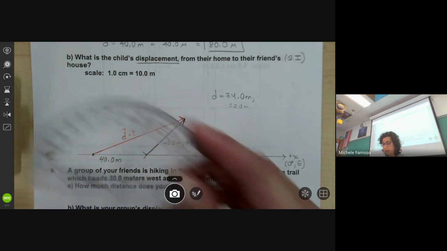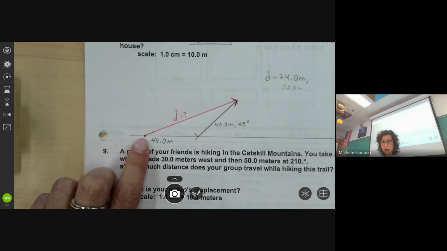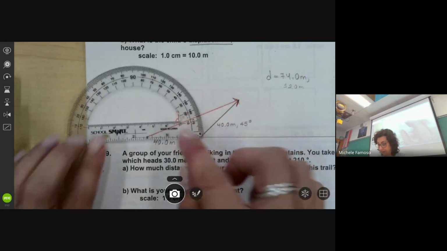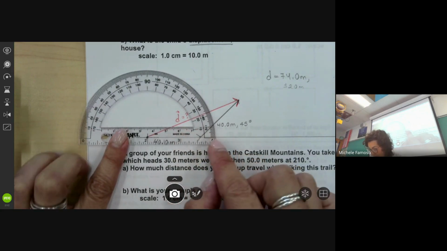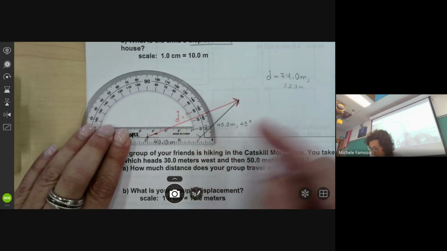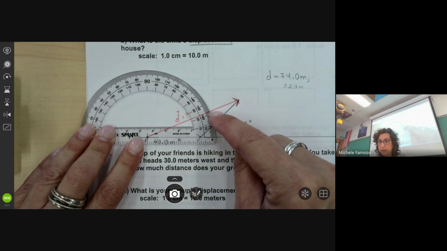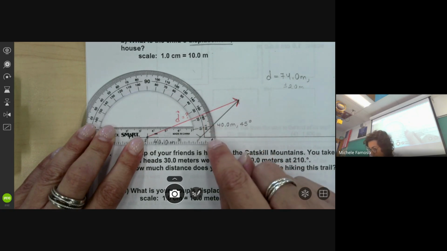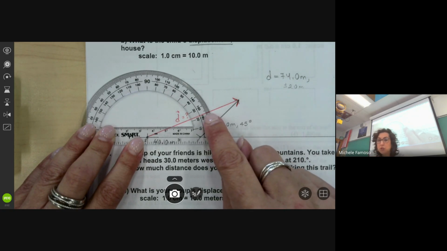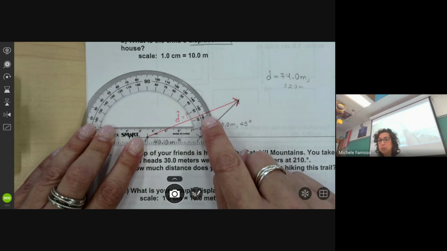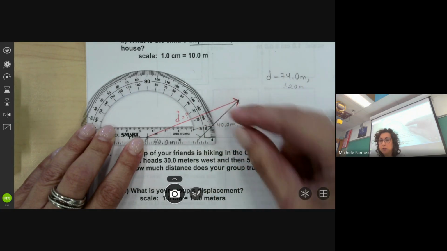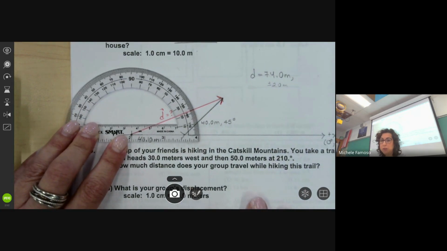Protractor again. You're going to put your protractor's origin back at the original starting point. Line it up. And we're going to measure from our 0 counterclockwise until we hit that line. And when I do that, I'm getting 22 degrees. Are you getting that? From here to there, that opening to my red displacement arrow is 22 degrees. Are you getting about that?